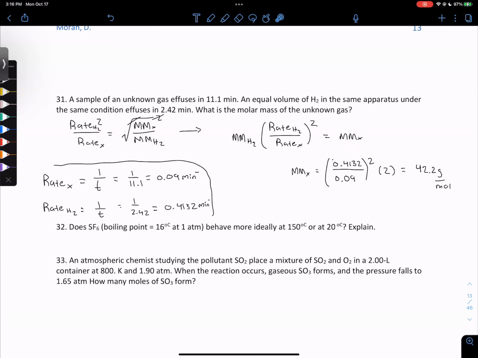I have a question about the equation. You have the rate of H2 on top, but on the other side you have the molar mass for H2 on the bottom. Why is that? Is it just how the law is written? Exactly. I couldn't tell you how this was derived, but I know this is how the law is written. Graham, whoever he is, derived it, and it just so happened that it was the inverse relationship. Look into that. Okay, thank you.